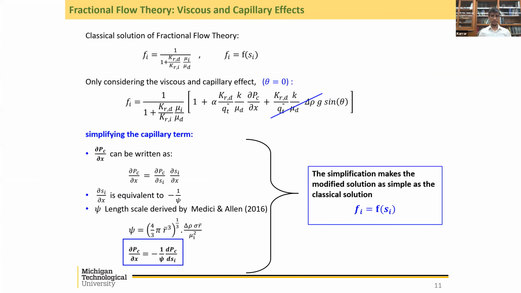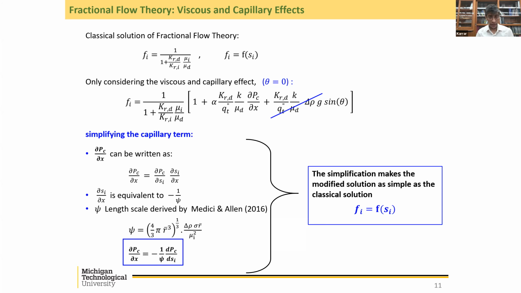Next, please. So at the top, we can see they used to neglect both the capillary and gravity effects, and they only consider the viscous effect. And in this case, the fractional flow rate equation will be in terms of saturation, since the relative permeability is in terms of saturations. So in our case, we neglect the gravity effect, the equation below, and then we just consider the viscous and capillary effect.